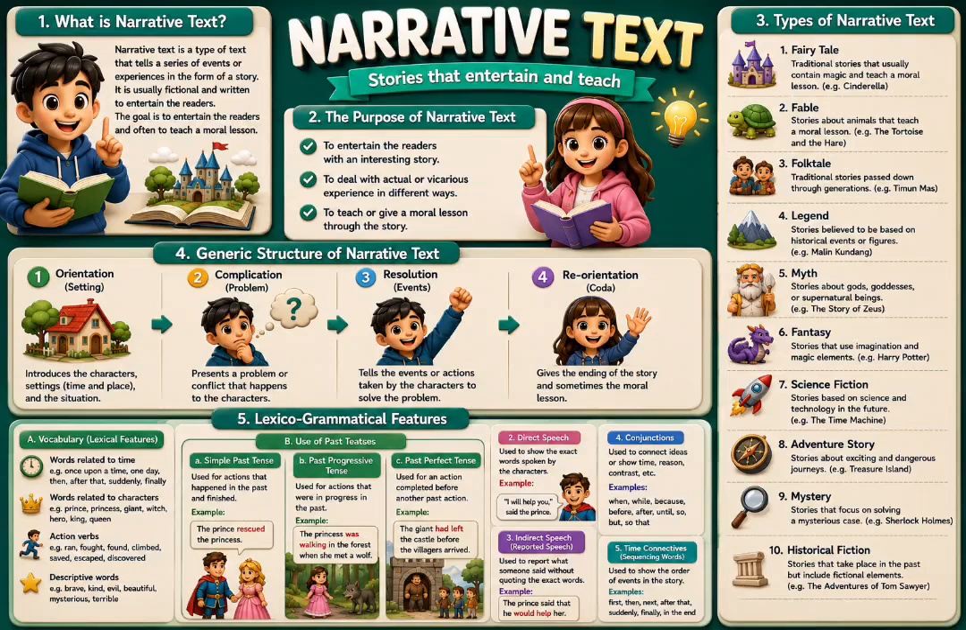Types of narrative text. There are many types of narrative texts. The first is fairy tale, such as Cinderella. The second is fable, where animals can speak and behave like humans. An example is The Tortoise and the Hare. The third is folktale, such as Ti-Moune Mars. The fourth is legend, for example Marlin Kundun.